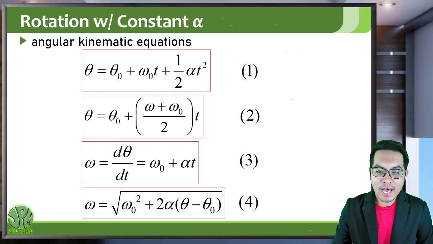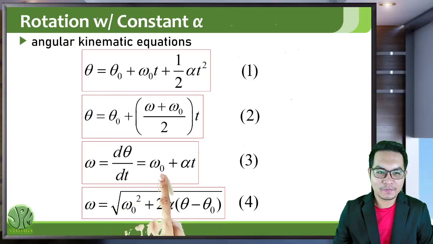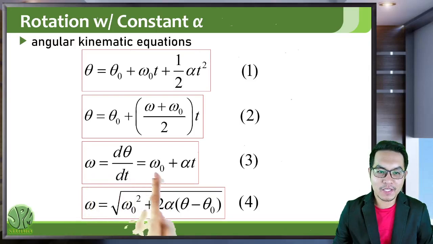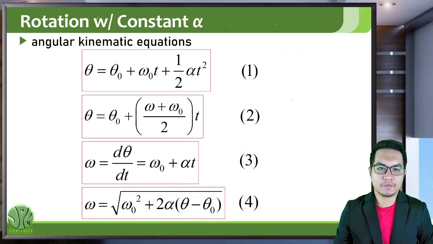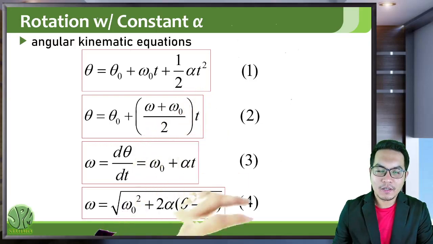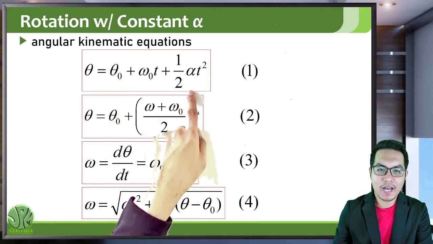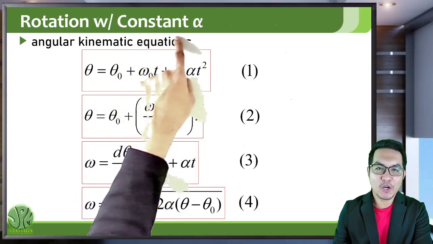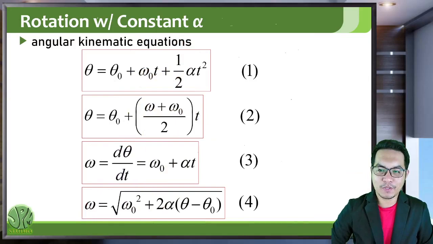So we actually derived two of these equations in the examples of the previous lesson. So we have derived this one, the equation for the final angular velocity. It's just in terms of the initial angular velocity plus alpha times t. So the alphas here, the angular accelerations, are assumed to be constant. So they're constant, meaning they don't change with time.